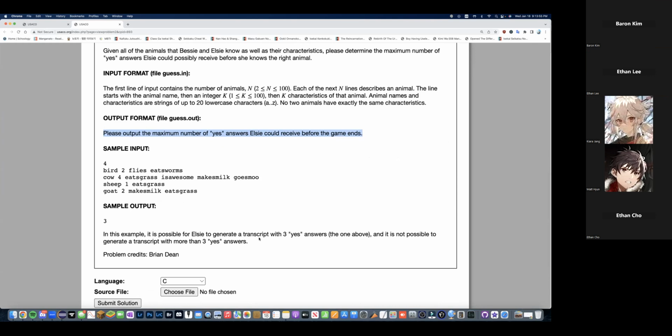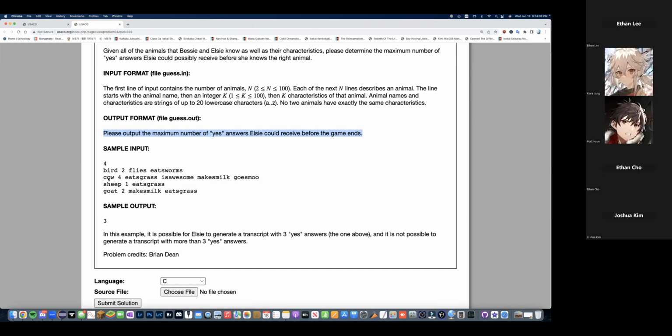For this, we're gonna do a little bit of manual labor before we start. So we're given 4 different animals. Bird, which has characteristics of flies and eats worm. Cow, 4 characteristics: eats grass, is awesome, makes milk, goes moo. Sheep only has 1 characteristic, eats grass. And goat 2: makes milk, eats grass.